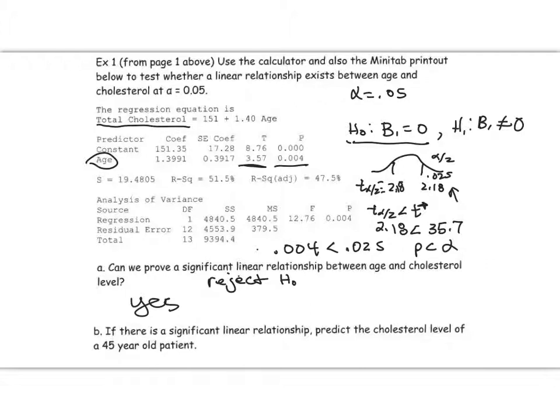So having done that, we can predict the level of cholesterol in a 45-year-old patient. We would just, in our equation, 1.4 times 45 plus 151 gives me a predicted cholesterol level of 214.